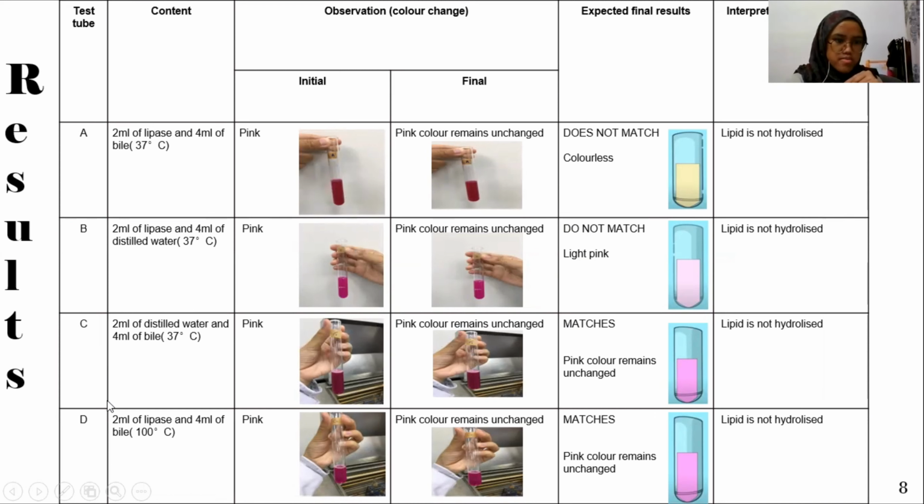And for the last test tube D, 2 ml of lipase and 4 ml of bile at 100 degrees Celsius. For the initial, it's pink, and for the final, the pink color remains unchanged, and it matches with the expected final result, which is pink color remains unchanged. And for the conclusion, for all test tubes, lipid is not hydrolyzed.